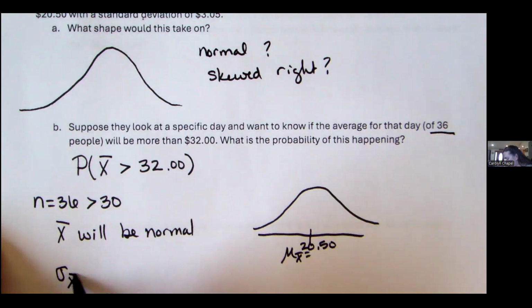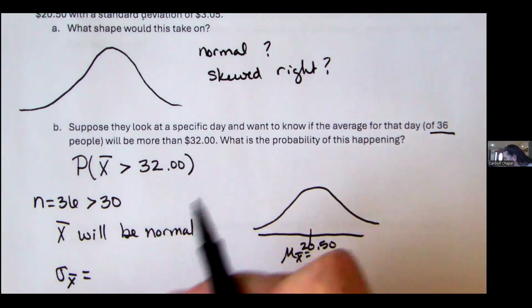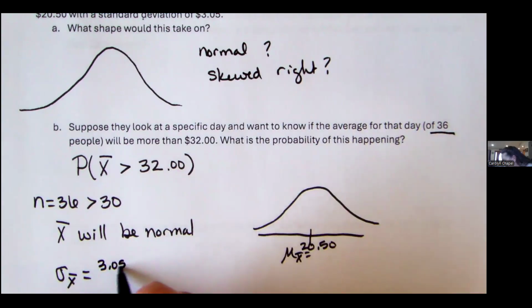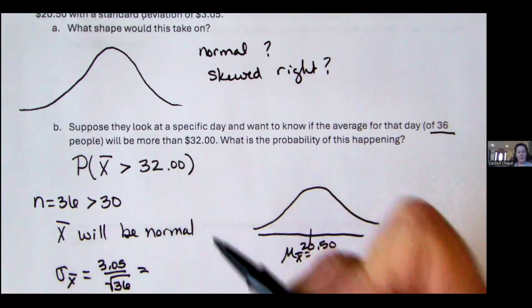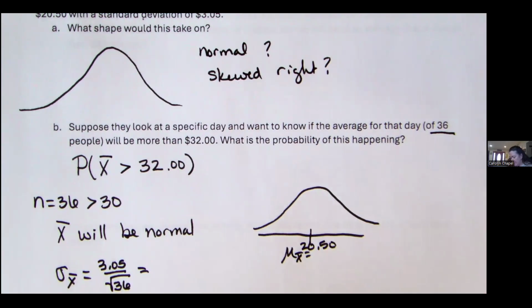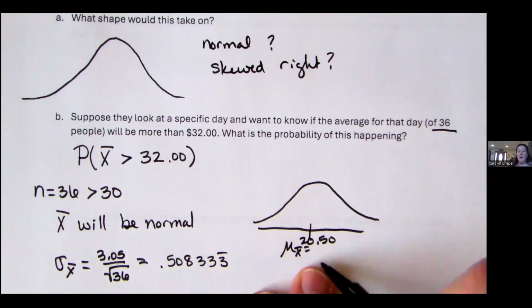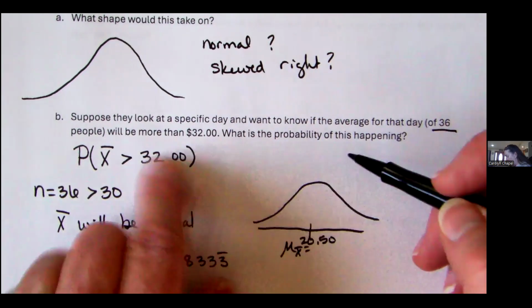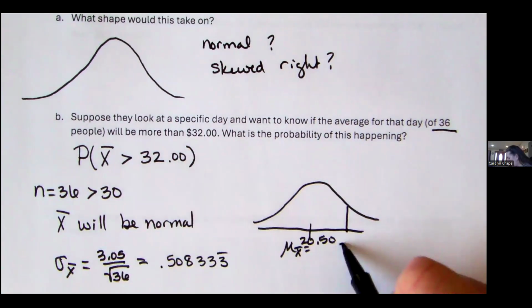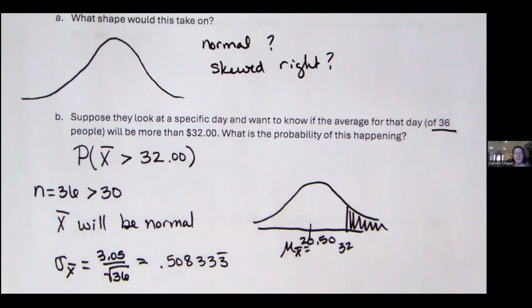The standard deviation for X bar, the standard error, will be that 3.05, but we're going to divide it by the square root of n. So 3.05 divided by the square root of 36, which I know is 6, and I get 0.508, and then we get a bunch of 3s. It repeats and repeats. So looking at my picture, we want to go bigger than 32 because it's more than 32. So here's 32 up here. Then we're going to look at this little tail.